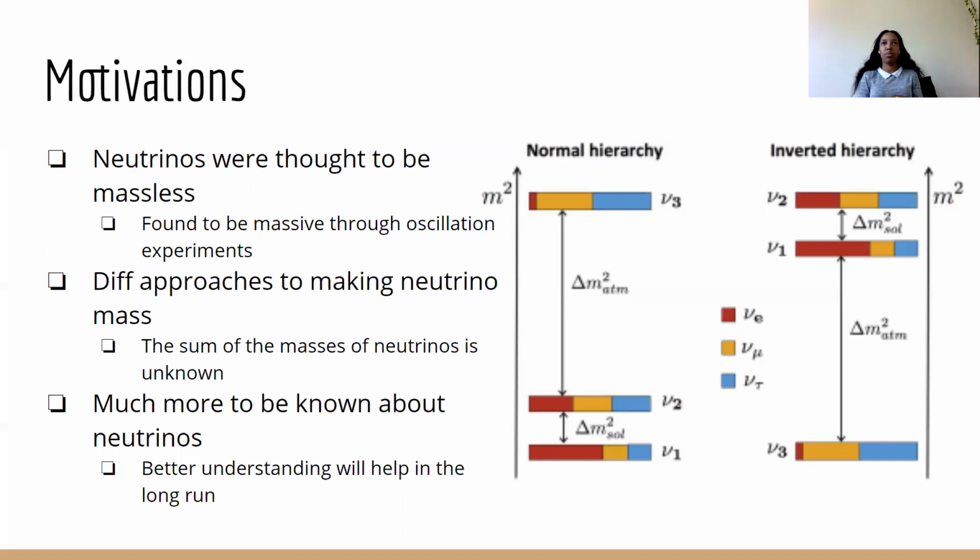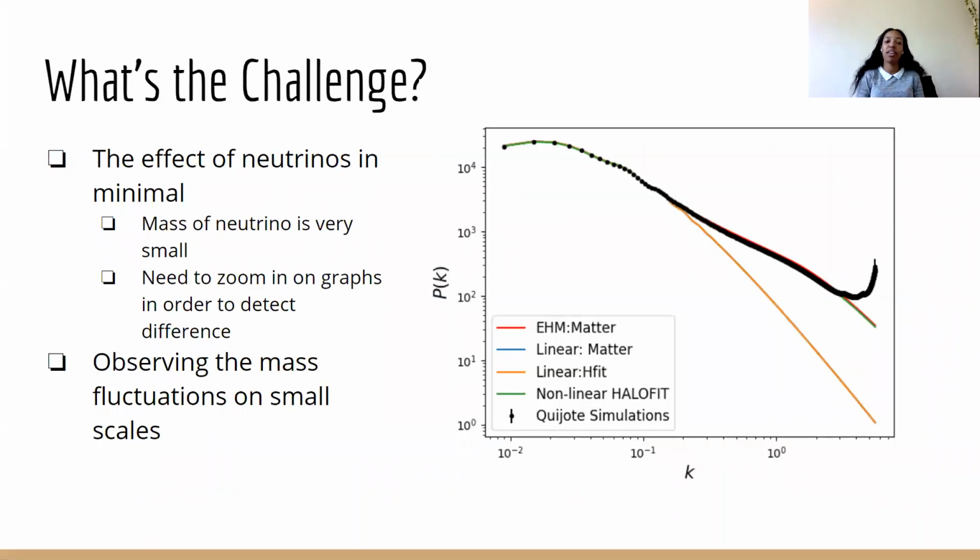And by observing how they affect the power spectrum of the universe, we're gaining a better understanding of neutrinos that will help us in the long run in pinning them down and finding out what the heck they are. And so some challenges that we ran into with this research is that the neutrino is a very, very tiny particle, and thus it follows that its effect on the power spectrum is also minimal.